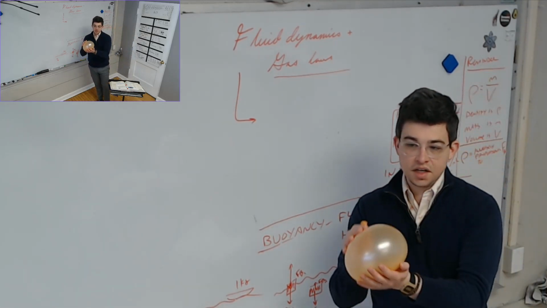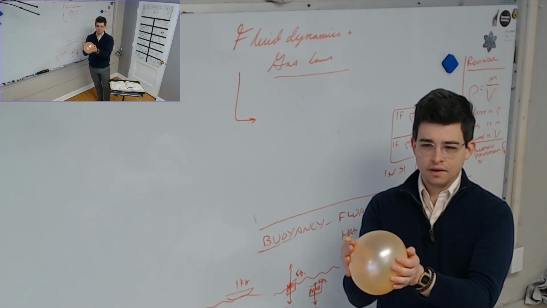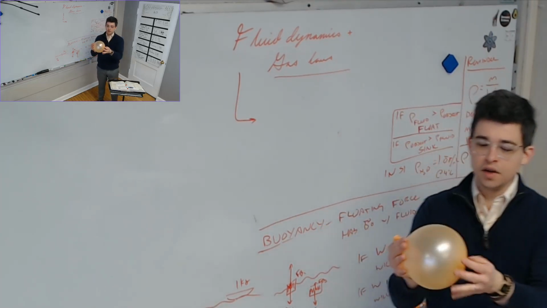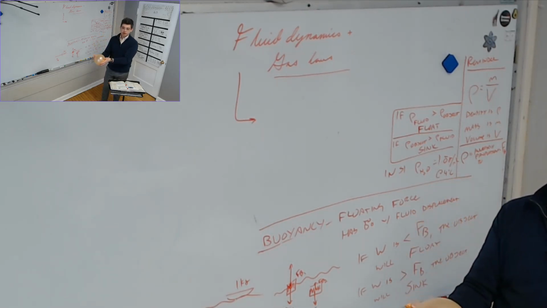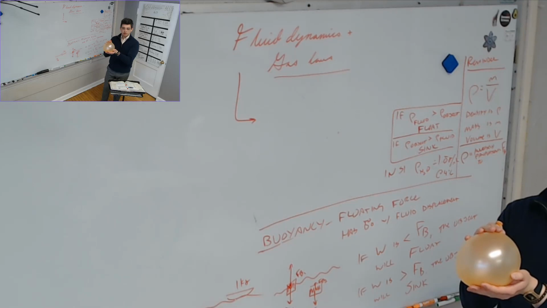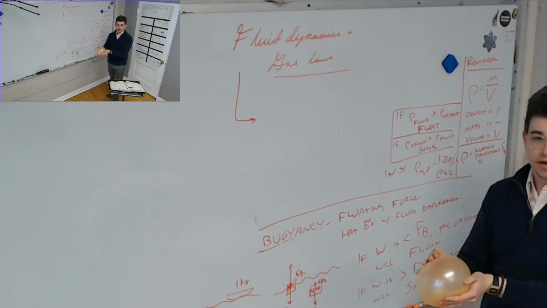So this is more dense than air. Why is this more dense than air? It has air in it. Why is it more dense than air? Because it has a balloon on it too. So this is more dense than air, so it will eventually sink. It goes slow because of air resistance. What if I fill this with helium? It'll float because the density of helium is less than the density of air. Does that make sense?